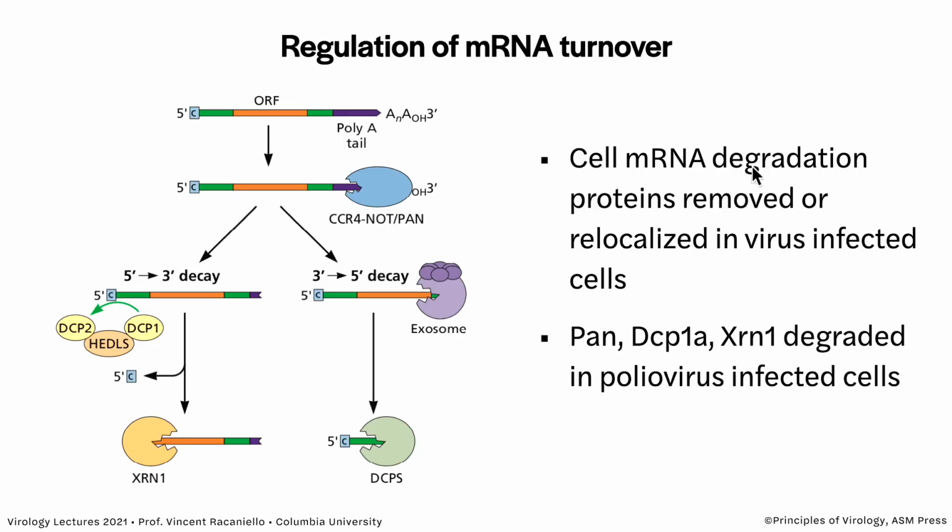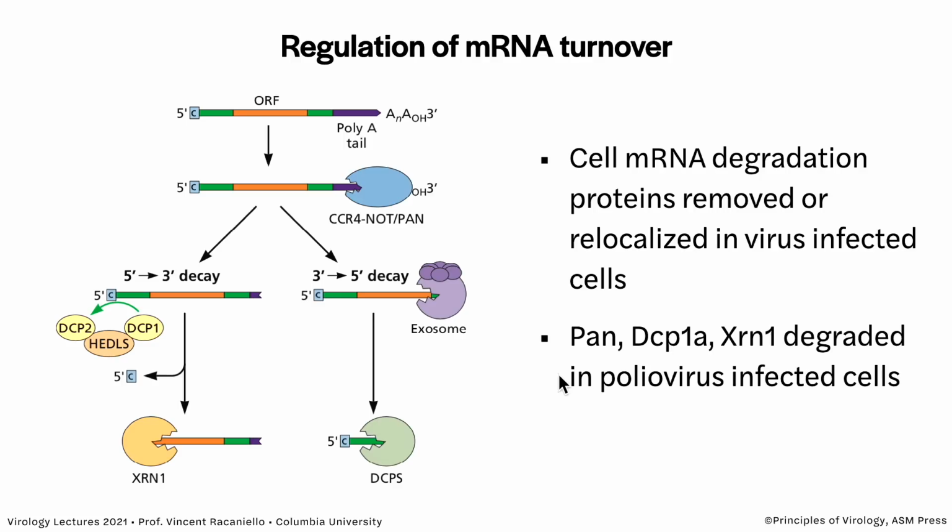And in fact, many of these proteins are either removed or relocalized in virus-infected cells, so the viral messages are not degraded. So for example, this PAN protein here, which takes off the poly A tail, DCP1A over here, and XRN1. These are all degraded in poliovirus-infected cells. And again, you want to keep the viral mRNAs around. That's why certain viruses are inhibiting these.